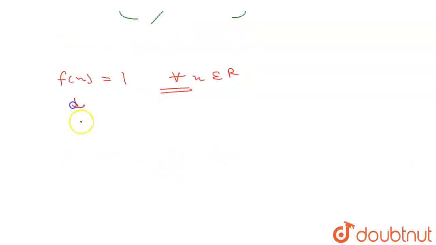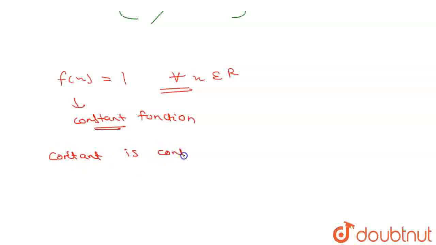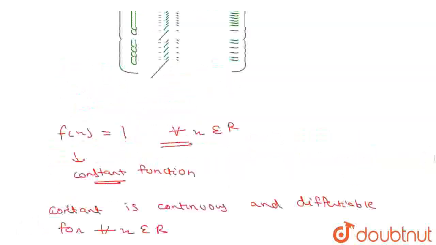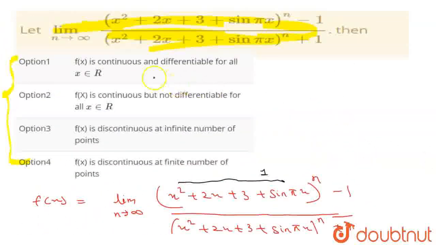So we can say that this is a constant function, and we know that a constant function is continuous and differentiable for all x belongs to real number. So from the options we can say that option number 1 is correct.